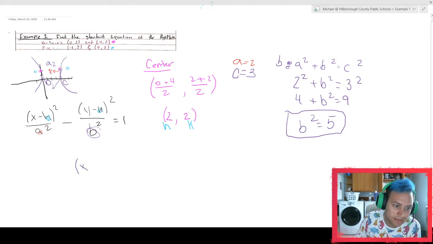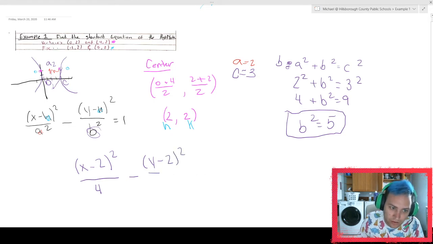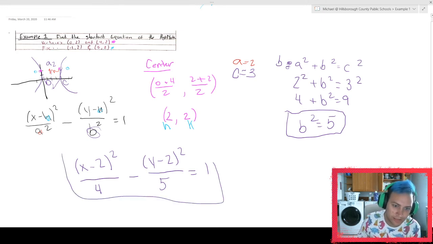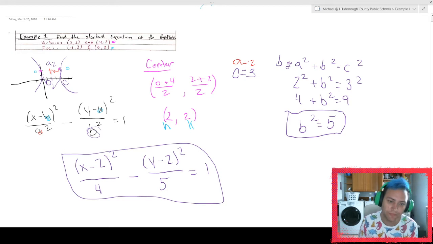It's going to be x minus h, which we said h is 2, squared, over a squared. Well, I know a is 2, so a squared is going to be 4, minus y minus k. We said k is 2, so y minus 2 squared, over b squared. Well, we already know b squared is 5, so I'm just going to put a 5 down here, equals 1. And there I have now written the standard equation of my hyperbola. This is it. There you go.